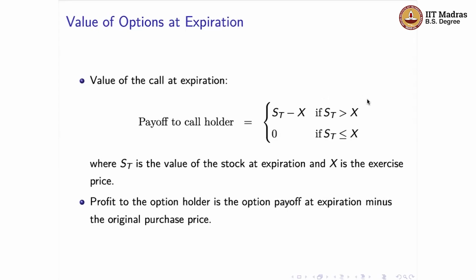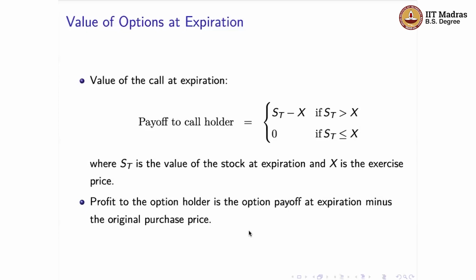So what you just need to understand is if ST is greater than X, then it would make sense to exercise the option. And this is the payoff that is going to the call holder. If ST is less than or equal to X, it does not make sense to exercise the option. So the call holder will not exercise it and will get a payoff of 0, right? Again, this is just the payoff from exercising the option. So this is what we refer to as the value of the call. This is going to be different from the profit to the option holder, which is basically the payoff that we have seen here minus the original purchase price.